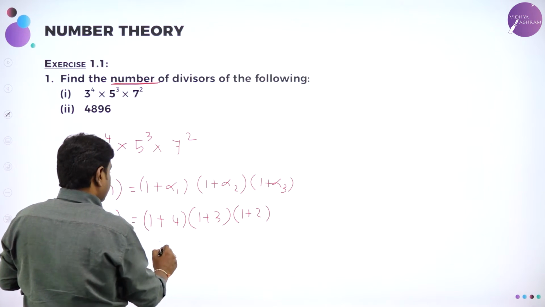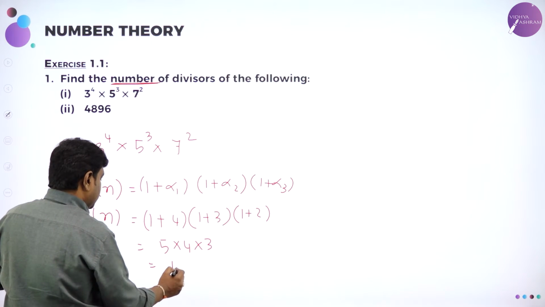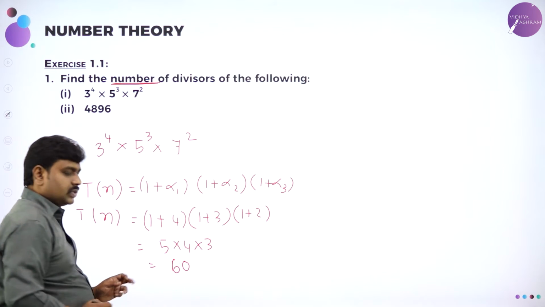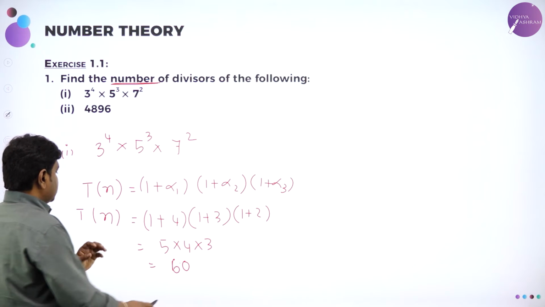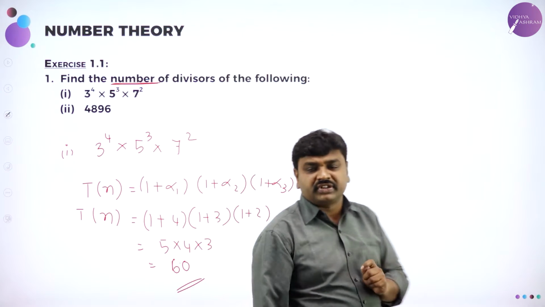That is 5 into 4 into 3. 5 4s are 20, 20 into 3 is 60. This is the number of divisors. So in total we have 60 different divisors for this number.